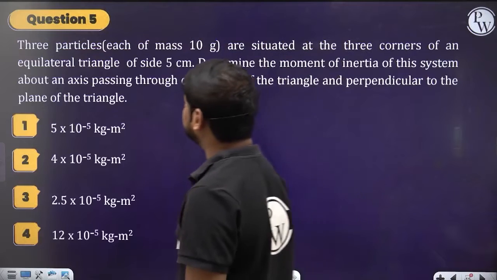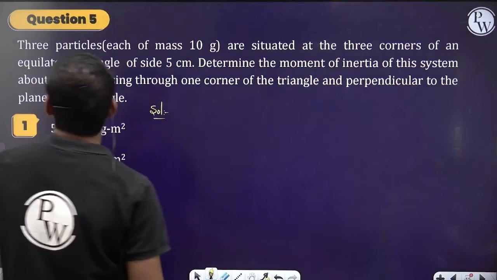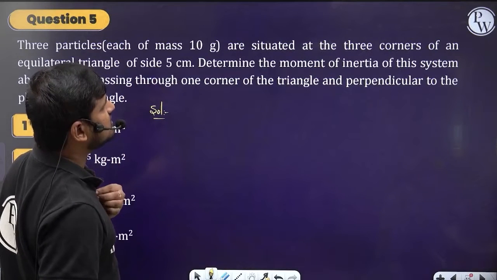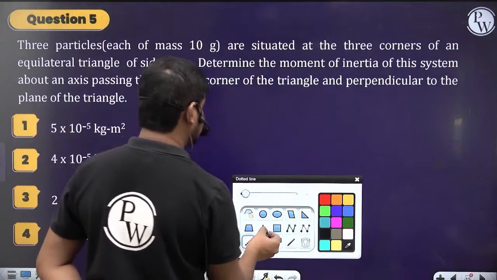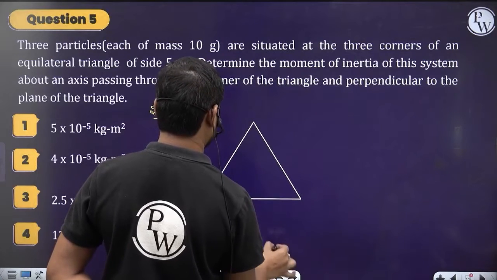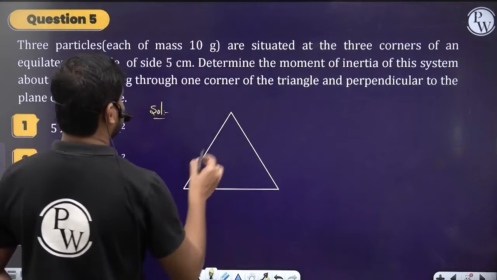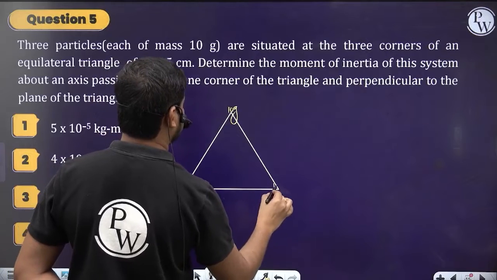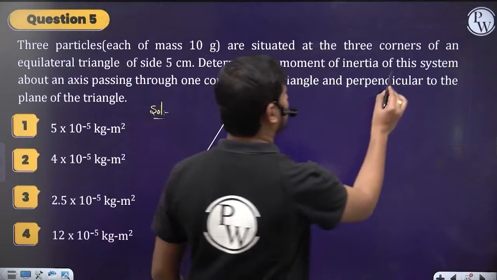So let's move further. Let's take one simple question. What does the question say here? Three particles each of 10 grams are situated at the three corners of an equilateral triangle. So let me consider an equilateral triangle of side a. Here 10 grams, here 10 grams, and here 10 grams mass is attached. Now determine the moment of inertia of this system.